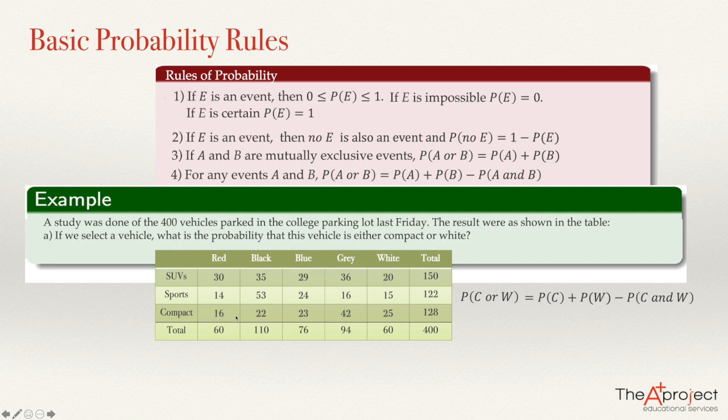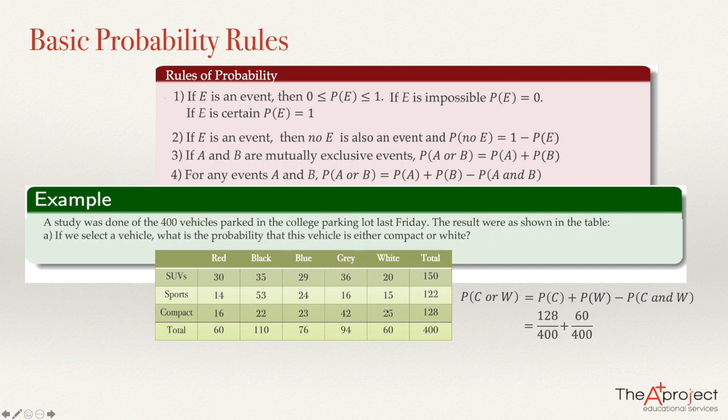There are 22 plus 23 plus 42 plus 25. There are 128 cars that are compact. So the first one will be 128 divided by 400, the probability of being compact. Plus the probability of being white. There are 60 cars that are white, so it will be 60 over 400. So I'm going to type here plus 60 over 400 minus the probability of being compact and white at the same time.